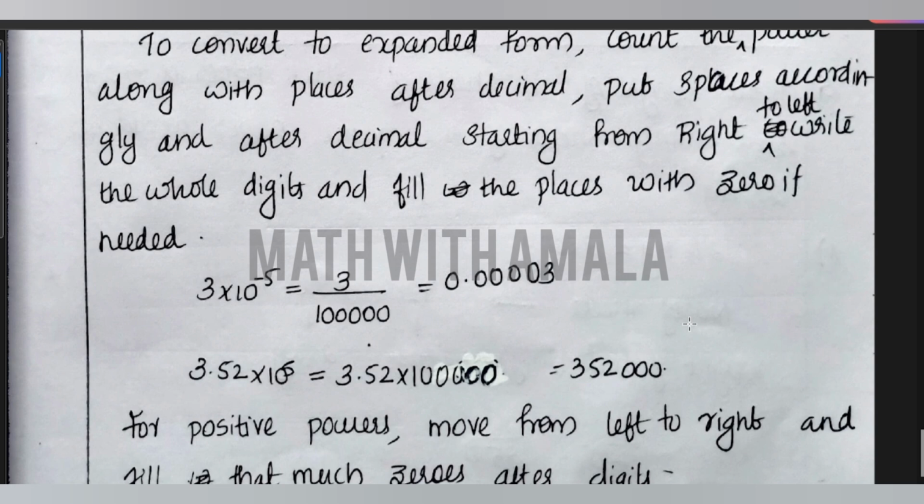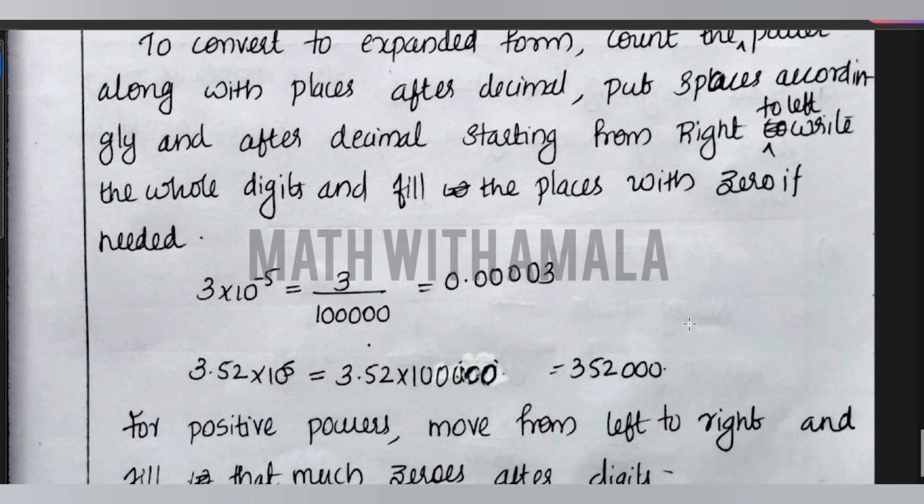3 into 10 raised to minus 5. That means there are 5 places. Give 5 places and put the number which is given at the last position. Then 0.00003. Fill the remaining places with 0.